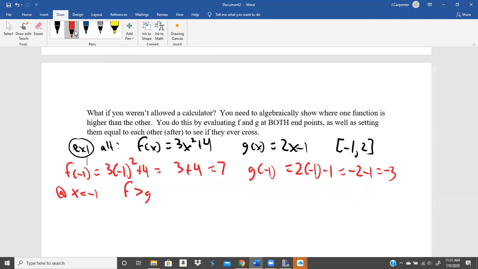At -1, f is greater than g. f of x is bigger than g of x. 7 is bigger than -3. So that says that if you drew them out, the f function, the parabola, should be higher than the line, and we saw that already.